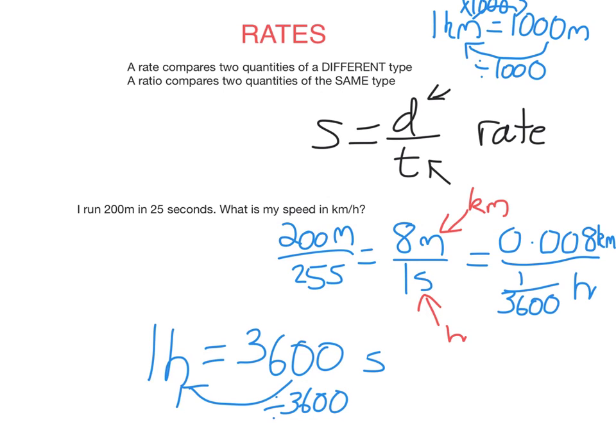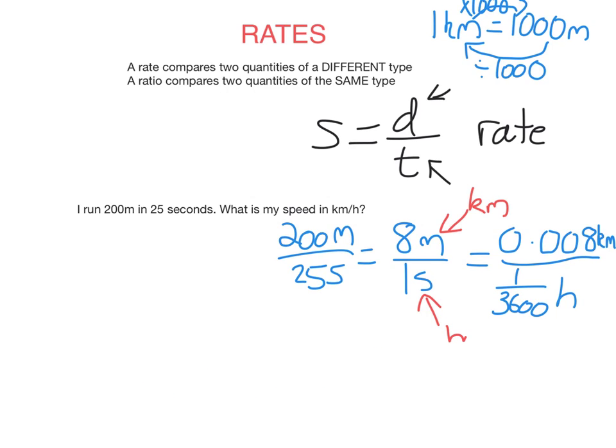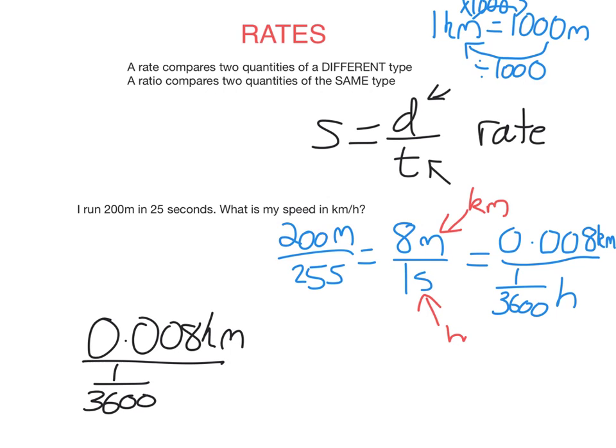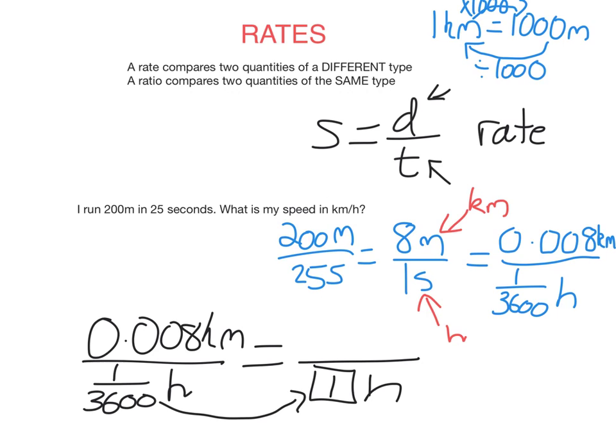Now this is the correct rate, but it doesn't actually make any sense, right? Because there's a fraction on the bottom, decimal on the top, it doesn't really indicate much to us. So let's rewrite this and use our equivalent fractions. So we have our rate, 0.008 kilometres per 1/3,600th of an hour. So what I want to do is I want to make this 1 hour. So what do I have to do to get from here to there? So it's 1 hour. So what I have to do is I have to multiply by 3,600.